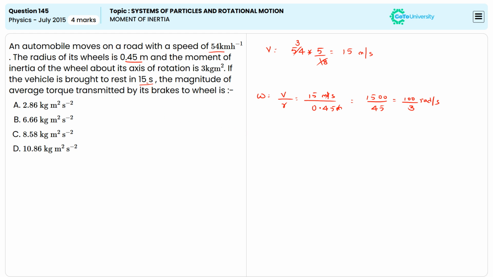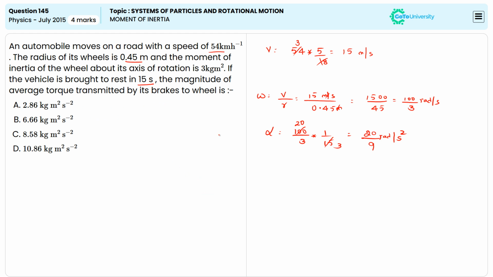And since the vehicle is brought to rest in 15 seconds, we can find the angular acceleration, that is equal to omega divided by t, 100 divided by 3 into 15 seconds, means divided by 15. Then we get the answer. Here 15, 5 three times and 5 twenty times. This becomes 20 by 9 radians per second square.